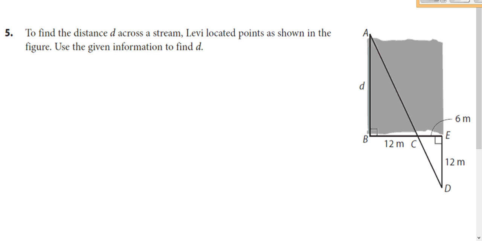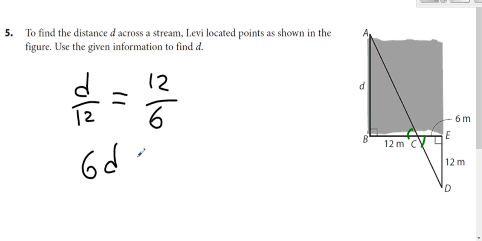Again, the same kind of process was done. We do have similar triangles because of angle-angle. So we set up the proportion D over 12 equals 12 over 6. So 6D equals 144. 144 divided by 6 is 24. So the distance there is 24 meters.